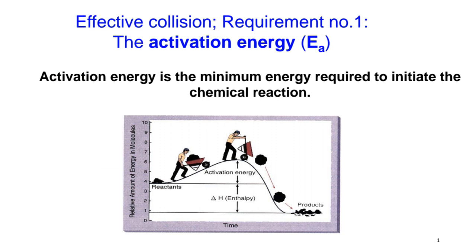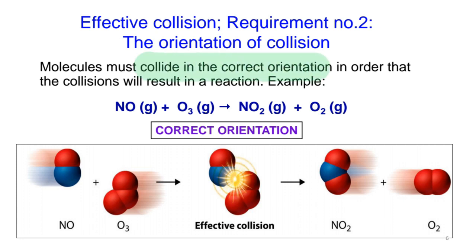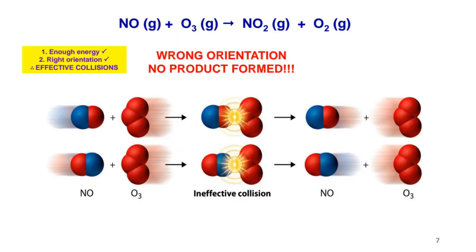The meaning of activation energy, stated in the slide before, is the minimum energy required to initiate the chemical reaction. From the graph, activation energy is measured from the minimum energy of the reactant until the maximum peak of the curve. Collision at the correct orientation can be illustrated by this equation. When a collision between a molecule of nitrogen monoxide and a molecule of ozone occurs at the correct orientation, it will produce a new product. When collisions occur at the wrong orientation, there will be no new product formed. So, two requirements for effective collisions are: the molecules must have enough energy and they collide at the correct orientation.